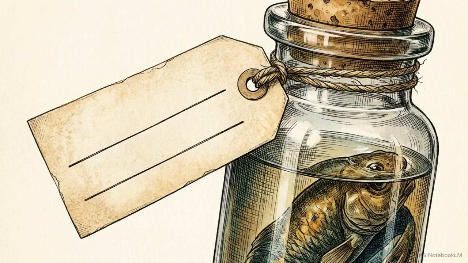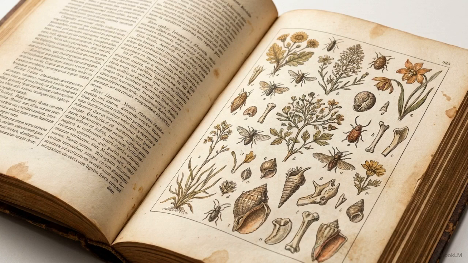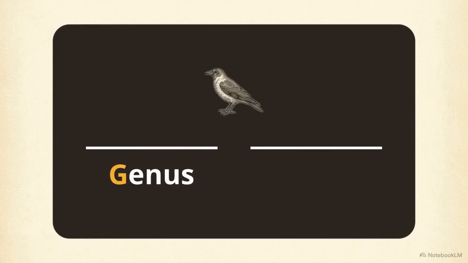The modern system is built on binomial nomenclature, a naming convention established by Carl Linnaeus in the 1700s. The core rule is simple. Every organism receives a two-part scientific name, consisting of its genus followed by its species.